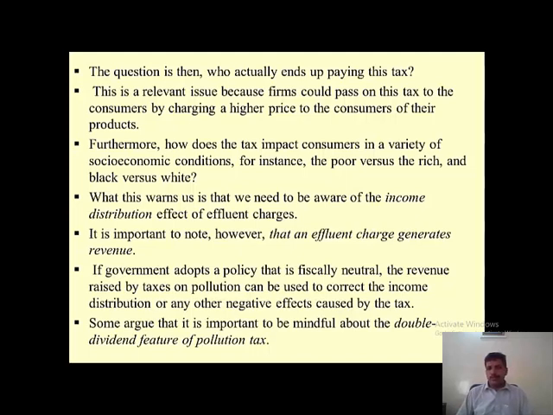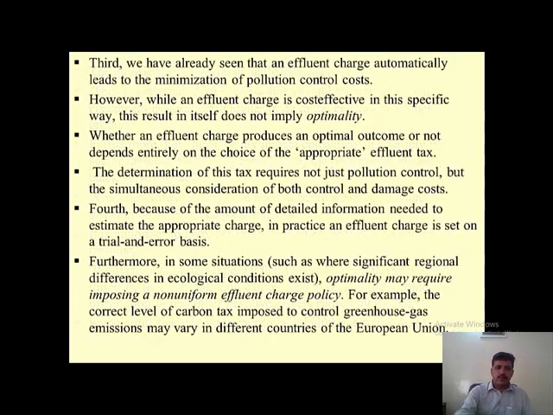It is important to note that an effluent charge generates revenue. If government adopts a policy that is fiscally neutral, the revenue raised by taxes on pollution can be viewed to correct the income distribution or any other negative effect caused by the tax. Some argue that it is important to be mindful about the double dividend feature of the pollution tax. Third, we have already seen that an effluent charge automatically leads to the minimization of pollution control costs. However, when an effluent charge is cost effective in this specific way, this in itself does not imply optimality. Whether an effluent charge produces an optimal outcome or not depends entirely on the choice of appropriate effluent tax. The determination of this requires not just pollution control, but the simultaneous consideration of both control and damage cost.